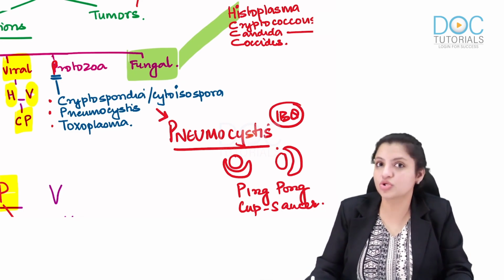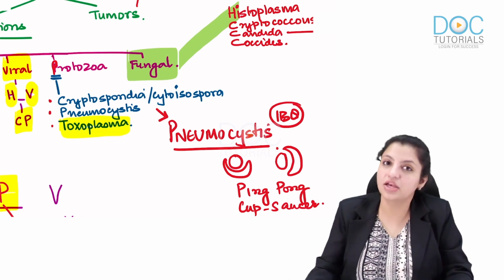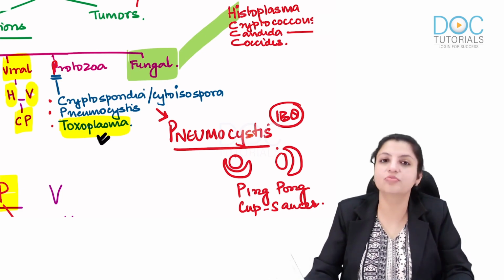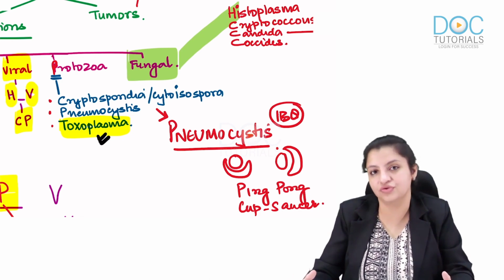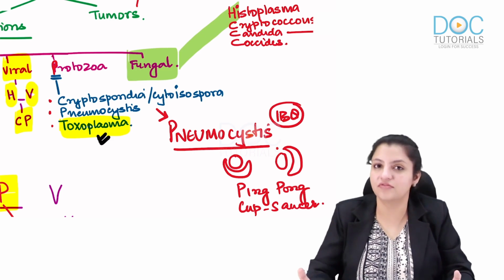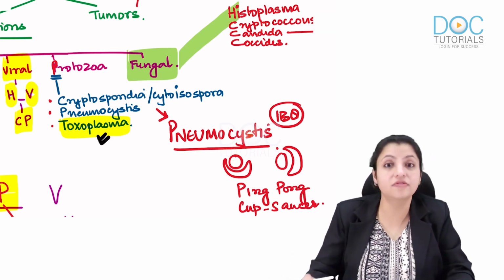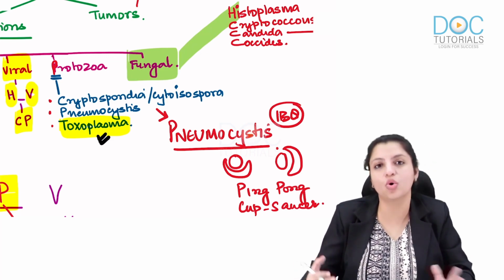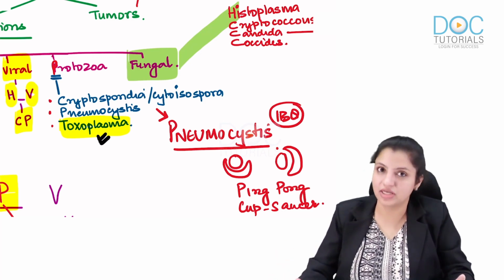Apart from that, toxoplasma. Toxoplasma is also a very, very important question that can be given to you in exams. Whenever I'm talking about toxoplasma, you have to remember that it constitutes more than 50% of CNS mass lesions in HIV positive patients. So if somebody asks you which is the most common parasitic infection in the brain in HIV infection, it is toxoplasma. More than 50% of the mass lesions are due to toxoplasma. And they can give you the image of tachyzoites or bradyzoites, which I'll be showing you. So you have to remember the image of toxoplasma also.